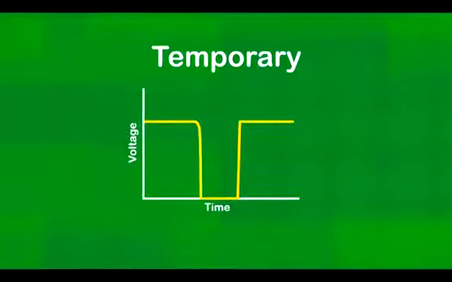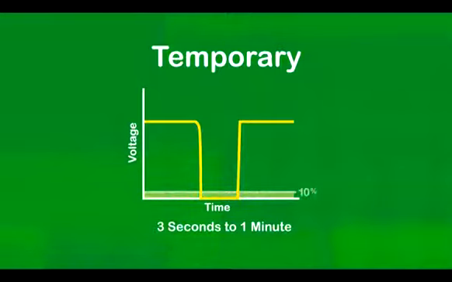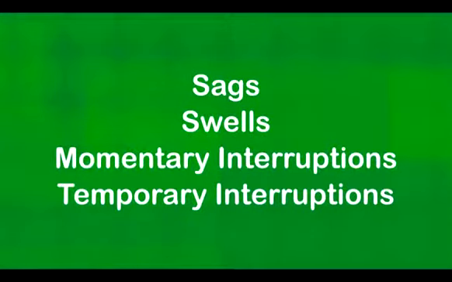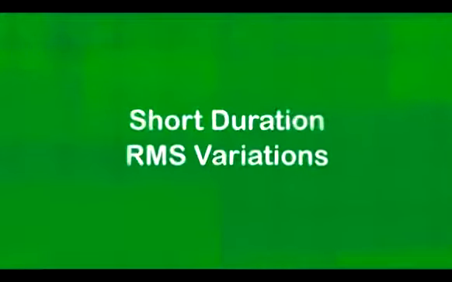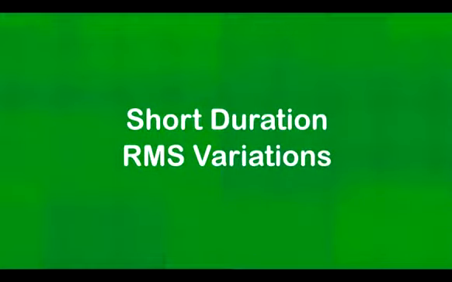A temporary interruption is defined by IEEE 1159 as having a duration between 3 seconds and 1 minute and having a magnitude of less than 10% of the rated nominal voltage. Here is an RMS waveform of a temporary interruption. Along with sags and swells, both momentary and temporary interruptions are categorized as short duration RMS variations. That was a brief discussion on short duration RMS variations.